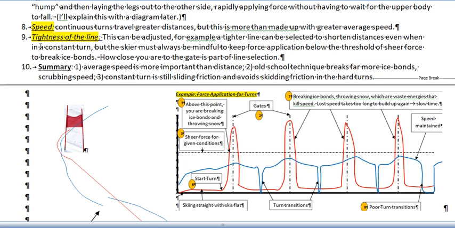Now here's a consideration: tightness of the line. So even if you're in a continuous turn, you can ski a tighter line. That's possible, right? But you have to be careful not to exceed the threshold of shear force where you start breaking ice bonds and throwing snow, right? So this is something where you can cheat on the line, get a shorter distance, but make sure you're always in a constant turn, right? And try to spread out continuous application of force. And in any case, you want to apply force so that it remains below the threshold of shear force.